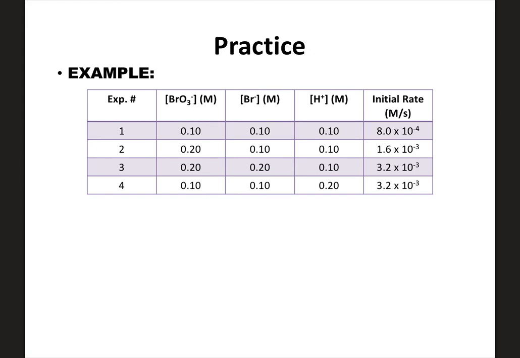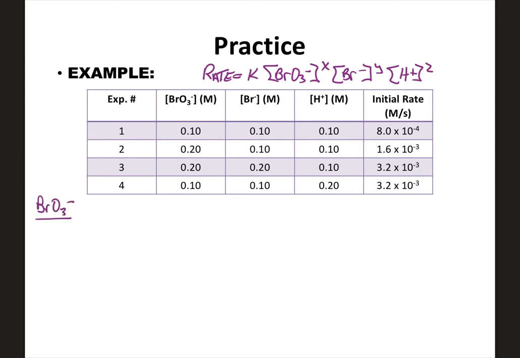The first thing I'm going to do is write a general rate law. So I know it's going to be rate equals K times the concentration of the first reactant, BrO3 minus, to a power, I'm going to use X, times the concentration of Br minus, to a power, I'm going to pick Y, times the concentration of the other reactant, H plus, to a power, I'm going to use Z here. All right, so I'm going to start with the BrO3 minus. Very important to keep this organized. Pay attention to what you're doing. There are 3 reactants here.